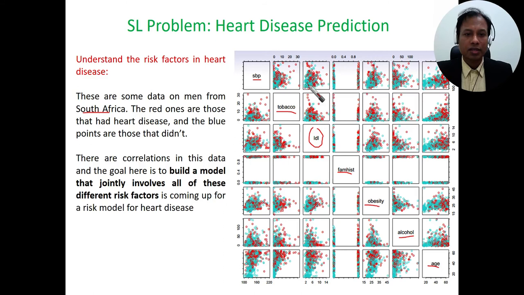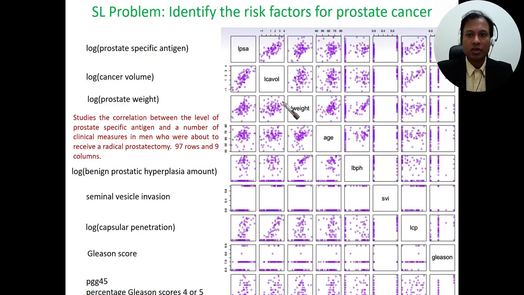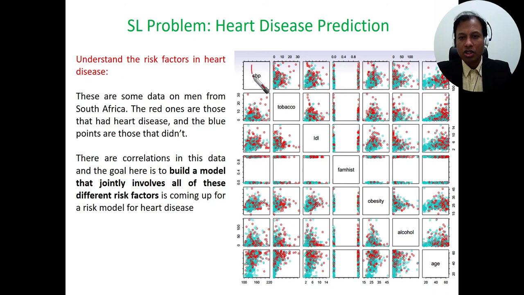So now, again, like the previous examples that we had, here for example, in the previous example, we had this one, right? That in prostate cancer. So similarly, we combinedly build a model that jointly involves all of these different kinds of risk factors, right? So together, we can perhaps build a better model, and we can see the relationship between the data, right?